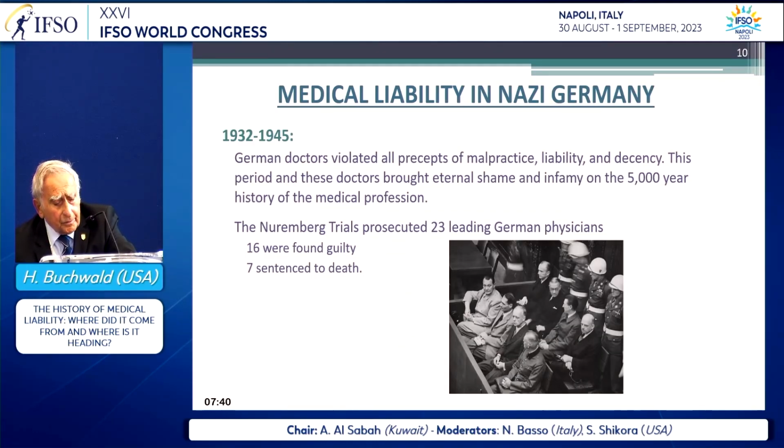1932 to 1945, German doctors violated all precepts of malpractice, liability, and decency. This period and these doctors brought eternal shame and infamy on the 5,000-year history of the medical profession. There were the Nuremberg trials, and they prosecuted 23 leading German physicians. 16 were found guilty, and 7 were sentenced to death.